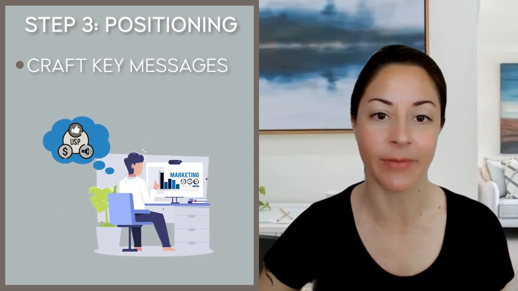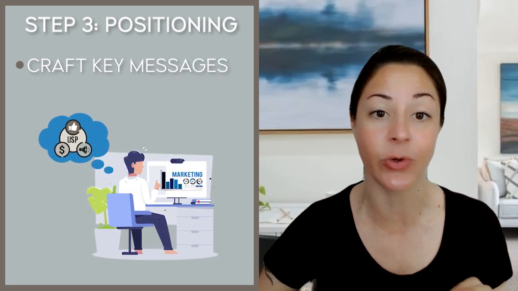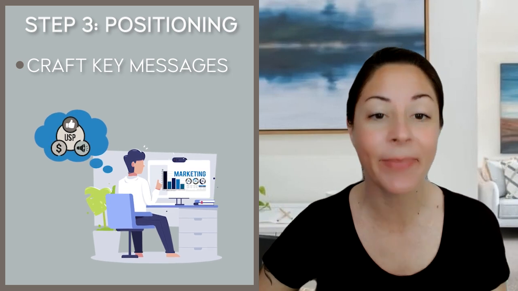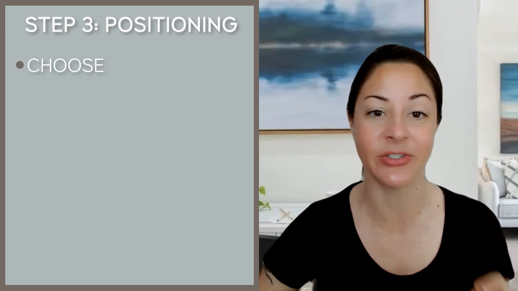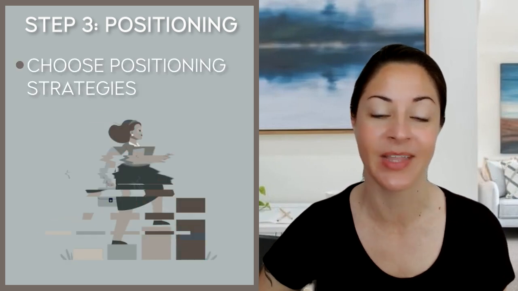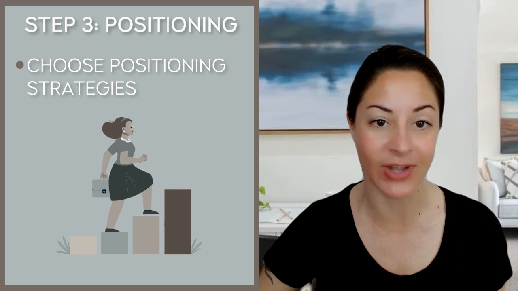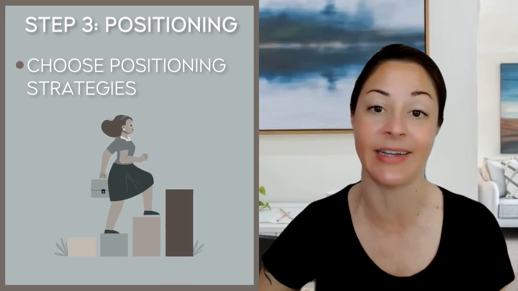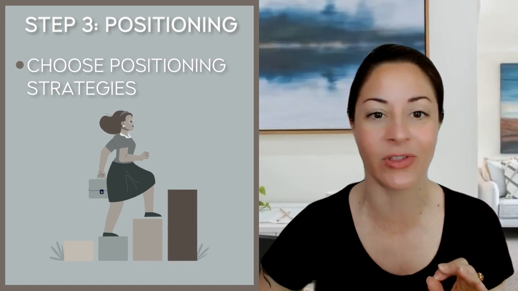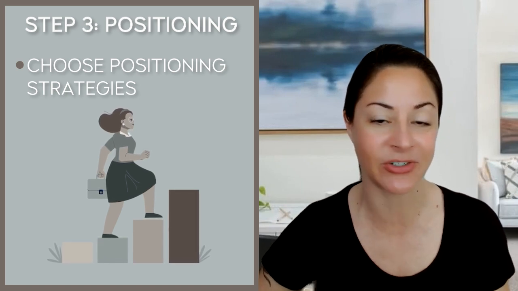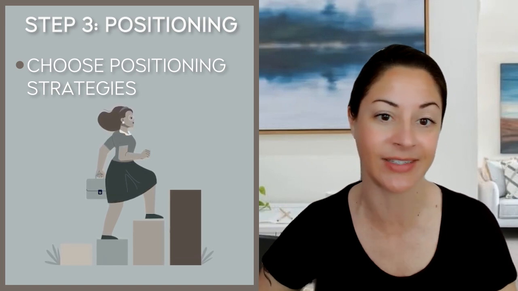It's time to develop the key messages that communicate your event's USP and appeal to the emotions and desires of your target segment. Now it'll be time to choose the positioning strategies. It's time to decide on positioning strategies that align with your event's identity. Whether you want to be seen as the go-to industry expert or the trendsetter, ensure your positioning resonates with your chosen segments. Step 4, craft targeted marketing campaigns.